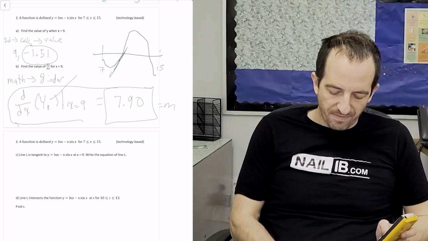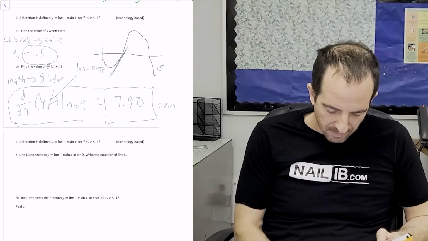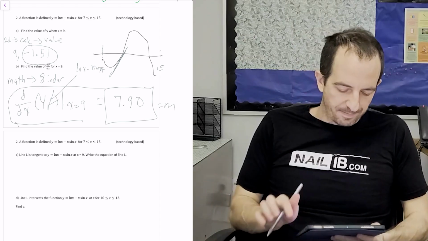Where y1, you should put in the function, right? Put in the actual function, natural log of x, take away x sine of x. So that's what you should be writing in. So we end up getting back the value, 7.9.